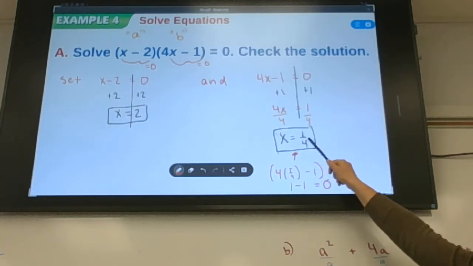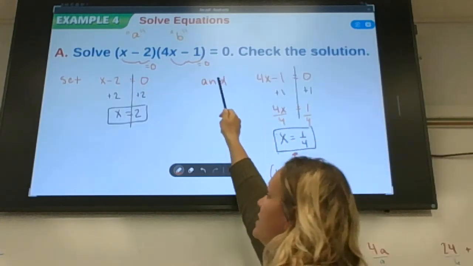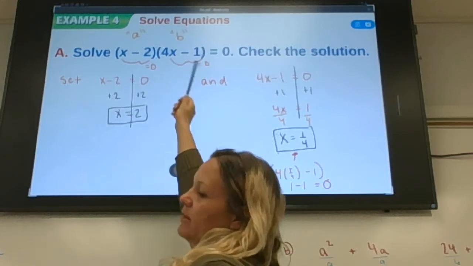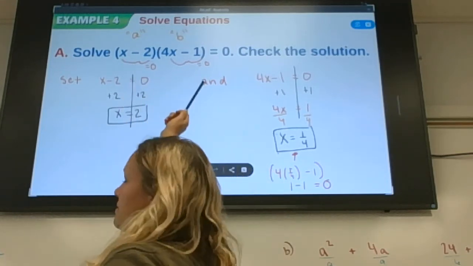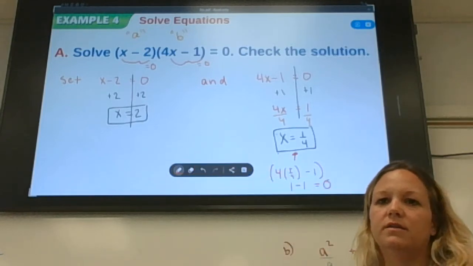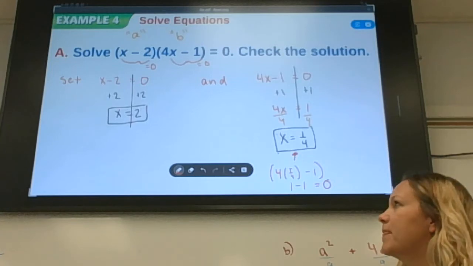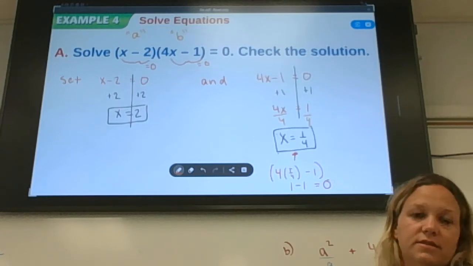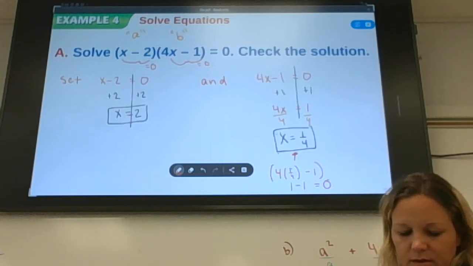So this number would make this be 0, so that would make the whole equation 0. And this number makes a 0, so that makes the whole equation 0, right? So either one works. The answer is x is 2 or x is 1/4. Yep.